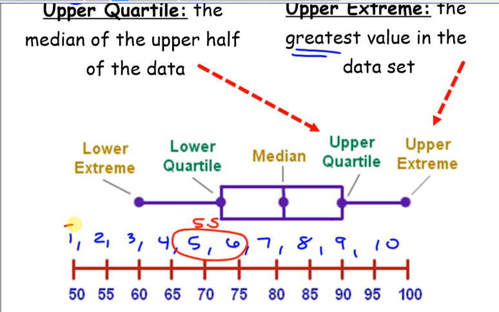And then you're going to find your smallest number, your lowest number, and then you're going to find the median of this half and the median of this half. And that is your box and whisker plot. Not too difficult, so don't be overwhelmed.